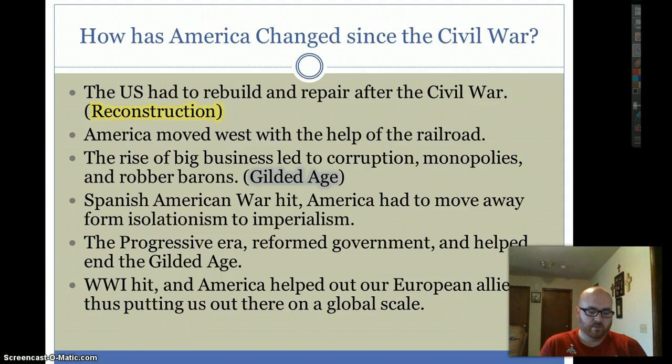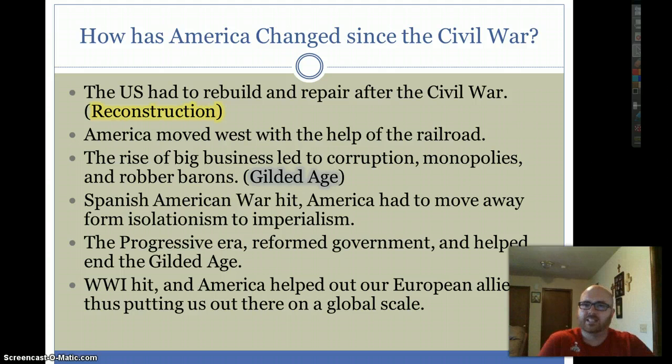We have these amendments going on with Reconstruction: the 13th, 14th, and 15th Amendments. The 13th freed the slaves, the 14th gave African Americans citizenship, and the 15th gave African Americans the right to vote. That's a big thing about Reconstruction. And every former Confederate state had to rejoin the Union.